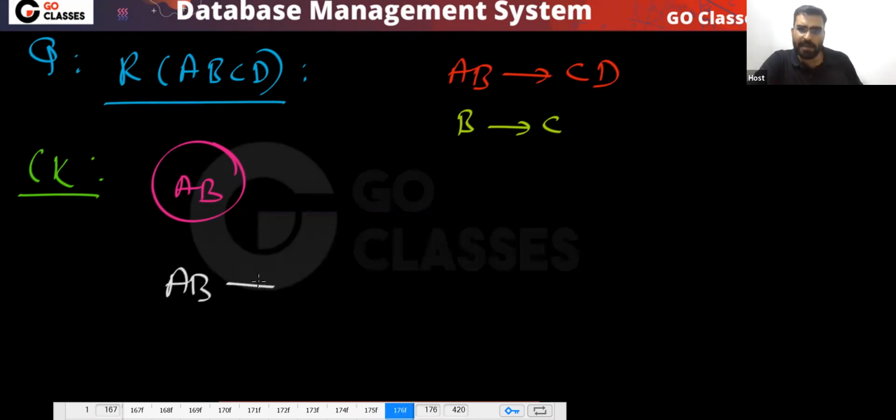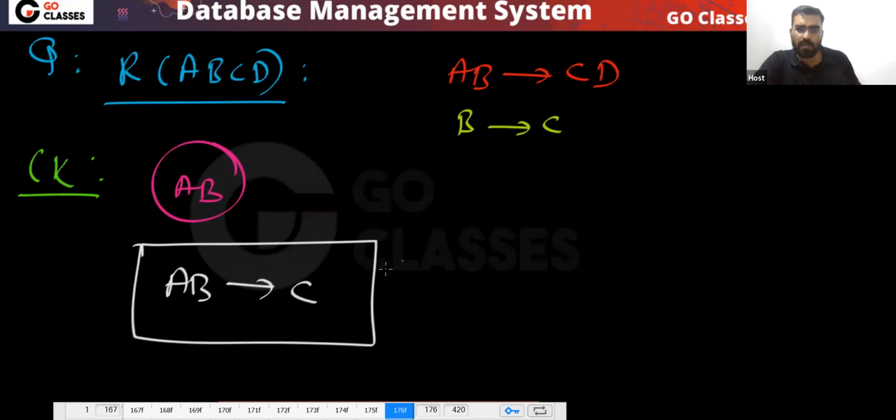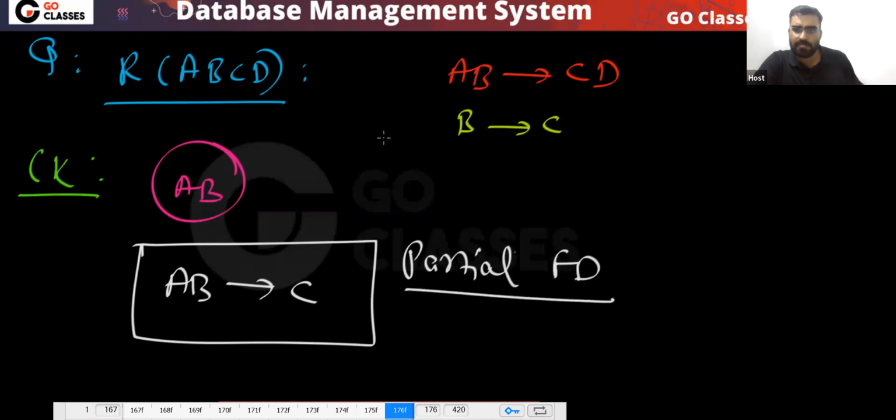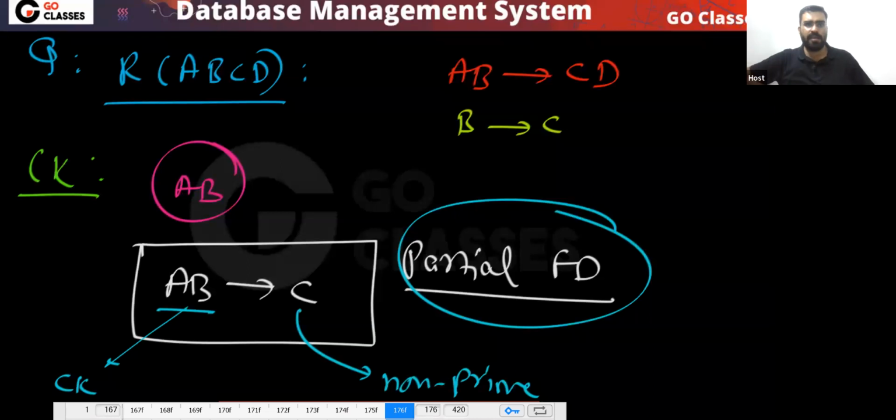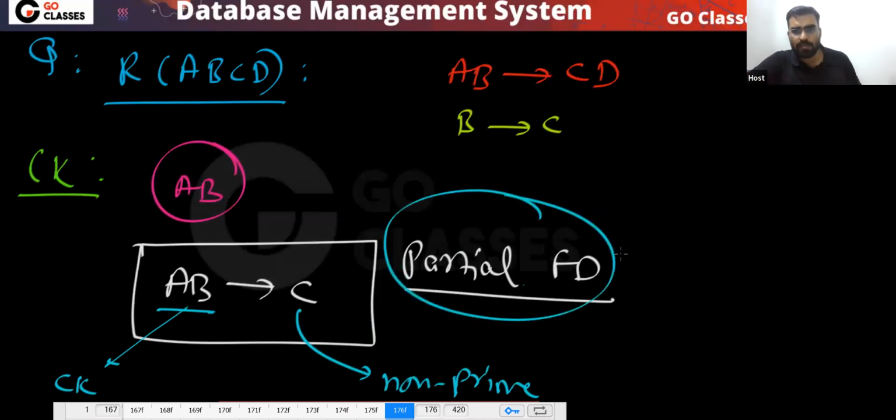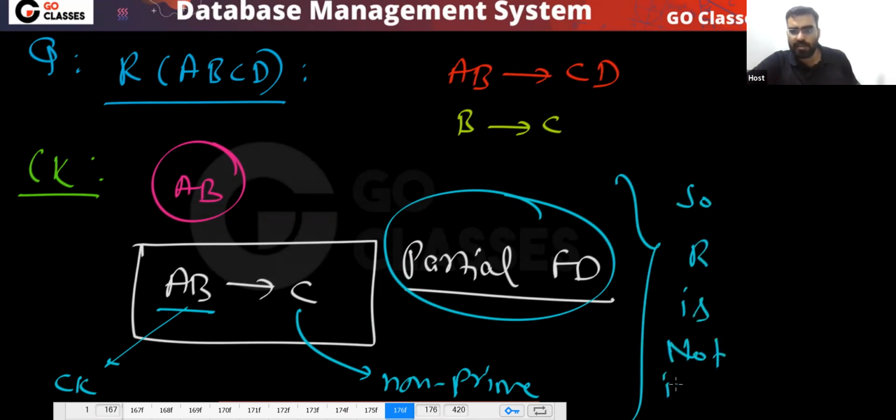Yes, you can notice AB determining C. This is partial, yes or no? This is a partial FD. Is this clear? You can notice this is your candidate key and this is your non-prime attribute, and this is partial. So what can I say? R is not in 2NF.